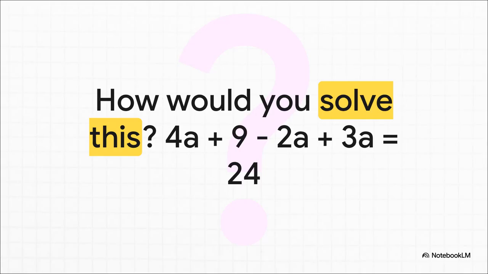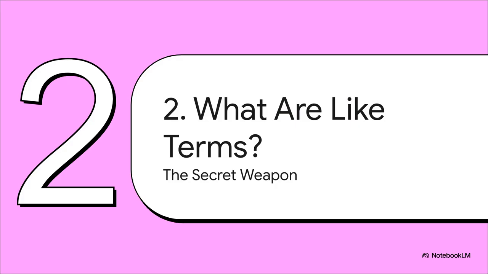Okay, take a look at this. This is what I mean by a jumble. We've got a's and numbers all mixed together on one side of the equation. It looks kind of messy, doesn't it? But believe me, we can make this so much simpler with just one key idea. And that big idea is all about something called like terms. Understanding this one concept is the tool we're going to use to organize the mess and make this whole thing way, way easier to solve.